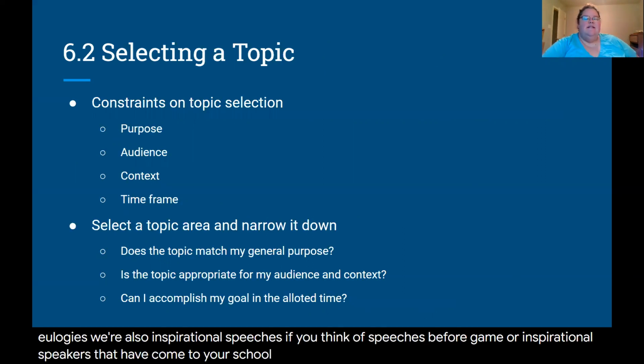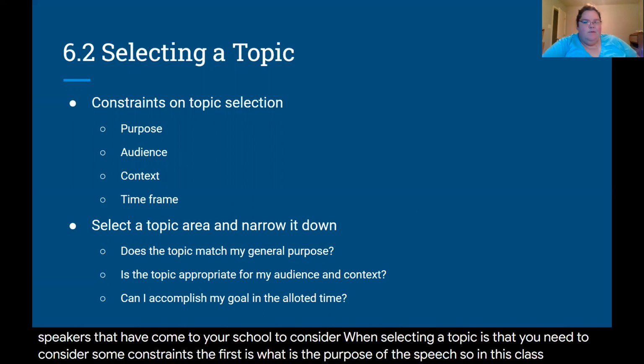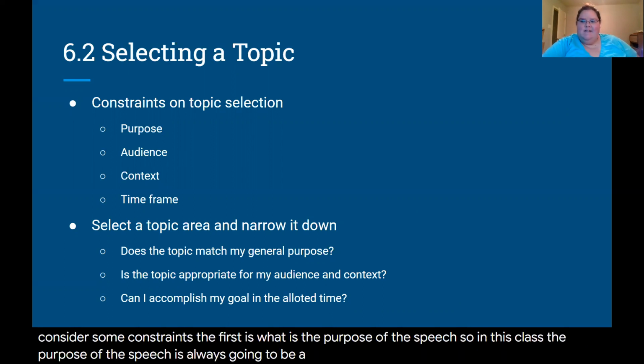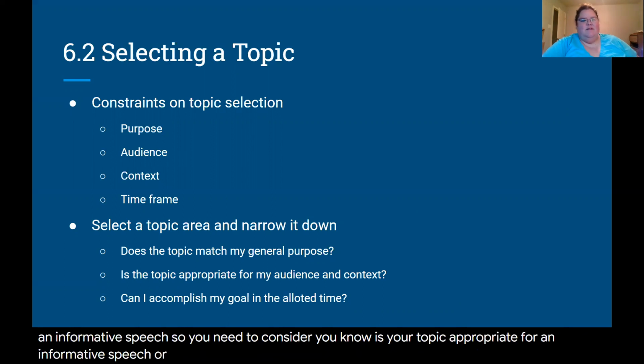Some things you want to consider when selecting a topic are constraints. The first is, what is the purpose of the speech? In this class, the purpose of the speech is always going to be assigned to you. I'm going to tell you, you have to do an informative speech. So you need to consider, is your topic appropriate for an informative speech or a persuasive speech?